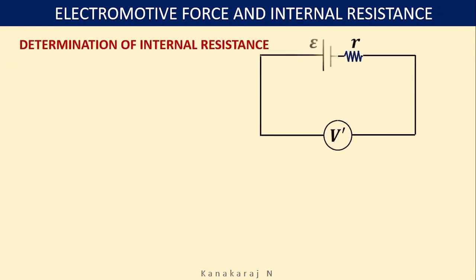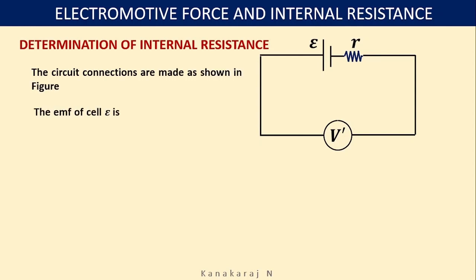Here you have a circuit. This contains a cell, a battery with EMF epsilon and with an internal resistance r that is shown in the circuit. Actually, this internal resistance is available inside the cell. For our convenience, we have shown it just on the right hand side of the EMF epsilon. And this cell is connected to a high resistance voltmeter that reads a voltage V prime. The circuit connections are made as shown in the figure.